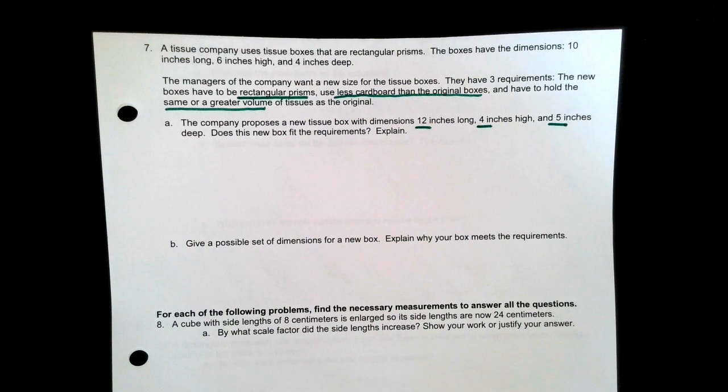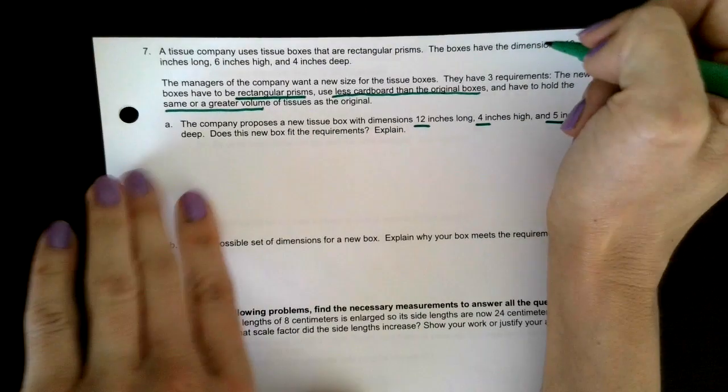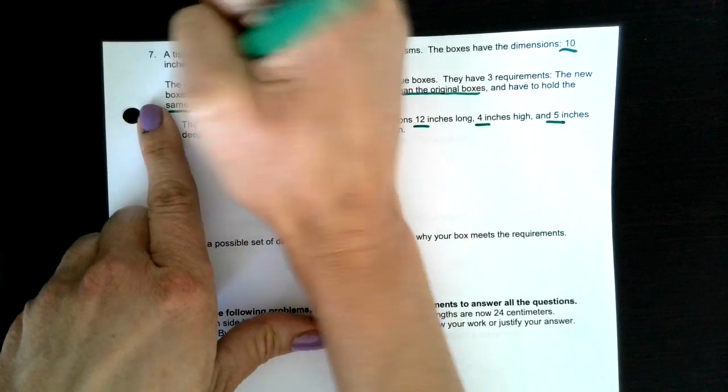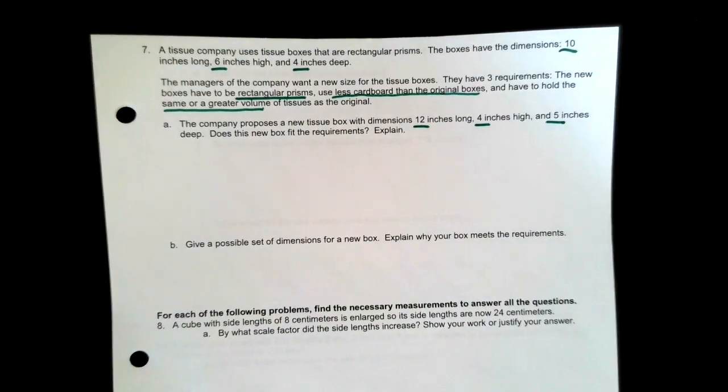And we're going to explain. The original dimensions were 10, 6, and 4. So let's look at the volume of the original, and then we'll look at the volume of the new box and see if that has the same or greater volume and if that satisfies one of the requirements. Then we'll look at the surface area of the old tissue box versus the new tissue box surface area and see if it uses less cardboard to meet that requirement.